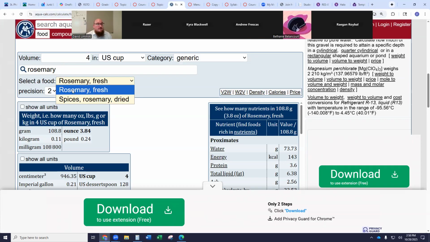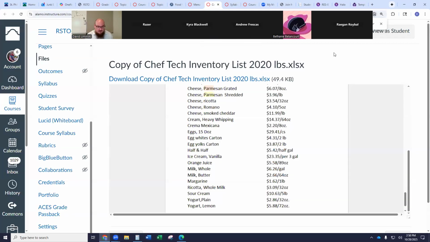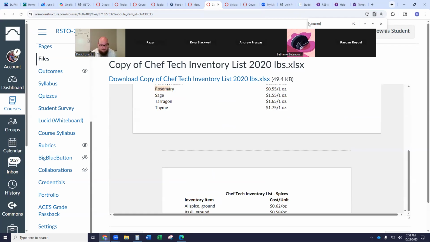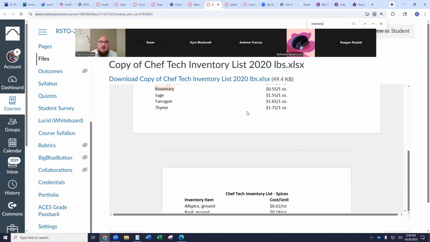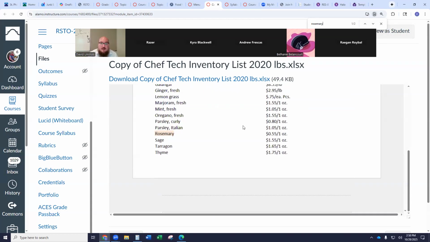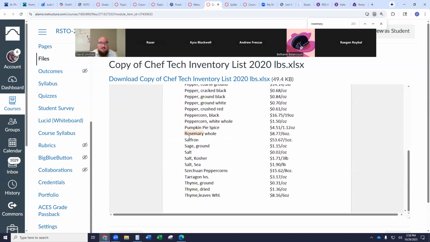The recipe calls for dried, but the Chef Tech says rosemary whole. Well, the rosemary whole can still be dried. You can buy dried rosemary that's whole, not crushed up. Also, your discussion notes for the project say use rosemary whole. So let's look at these two different rosemaries on here. This rosemary is 55 cents for 1 ounce. That's one of the options. The other rosemary is the whole, which is the one I want you to use.